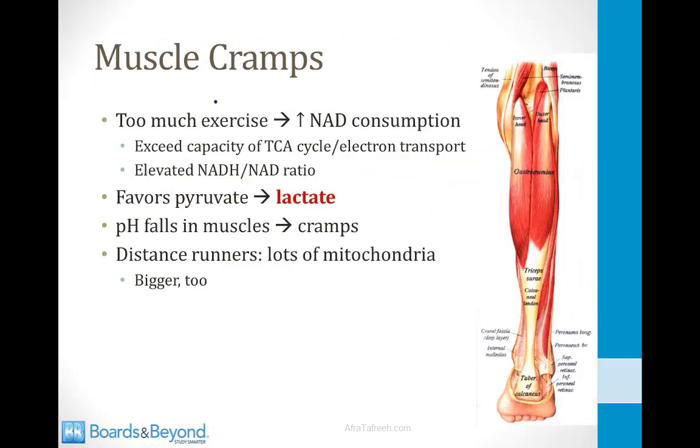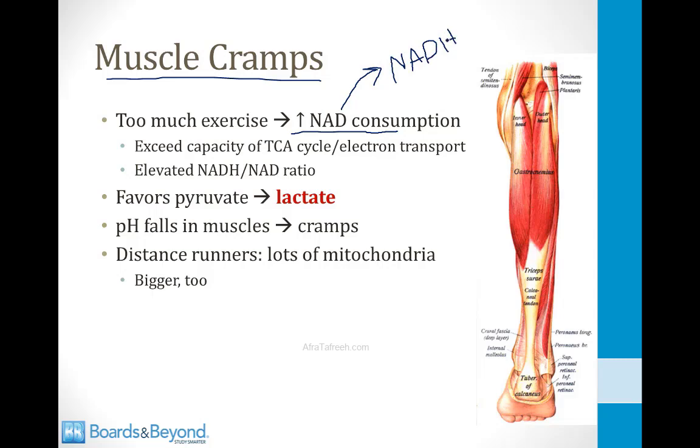You should understand the biochemistry behind muscle cramps. When you exercise too intensely, you consume all of your NAD. In other words, you speed up all those metabolic pathways we've been discussing, and all of your NAD gets converted into NADH.